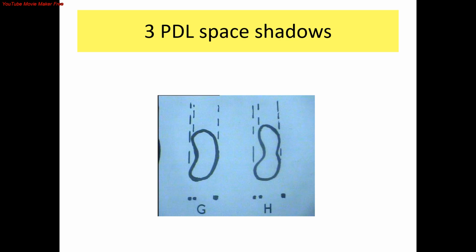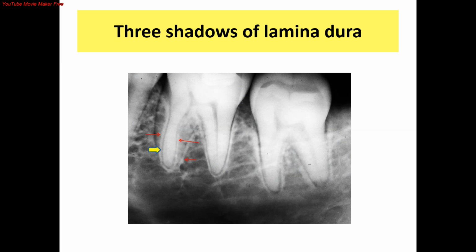Figure G shows a transverse section of a bicuspid. Because of the curvature, two shadows are cast on the left-hand side and one on the right-hand side. Lastly, figure H shows a dumbbell-shaped socket of a lower first molar. Three or more shadows may be projected of the lamina dura. As explained in the previous slide, here is a radiograph of a lower molar where the mesial root is showing three lamina dura shadows marked by red arrows. Corresponding PDL spaces shown by yellow arrows may be mistaken for accessory canals or roots.